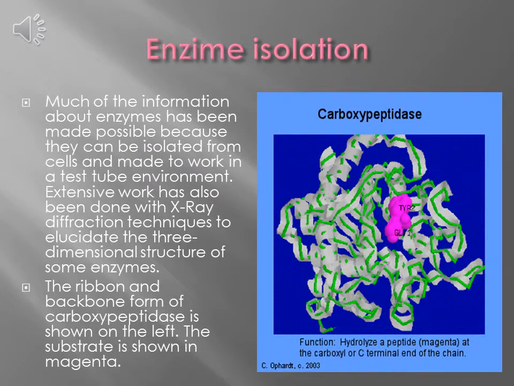Enzyme isolation. Much of the information about enzymes has been made possible because they can be isolated from cells and made to work in a test tube environment. Extensive work has also been done with X-ray diffraction techniques to elucidate the three-dimensional structure of some enzymes. The ribbon and backbone form of carboxypeptidase is shown on the left. The substrate is shown in magenta.